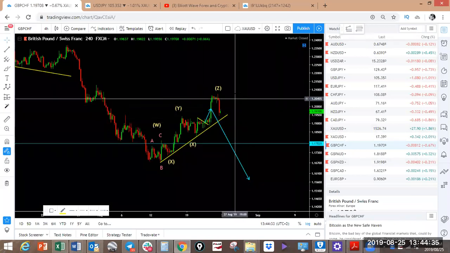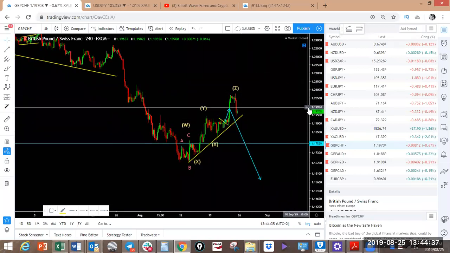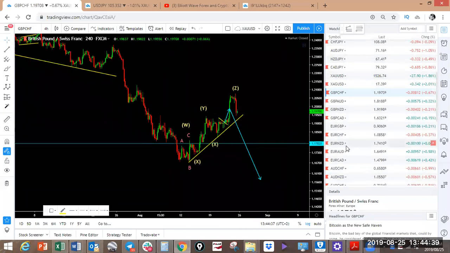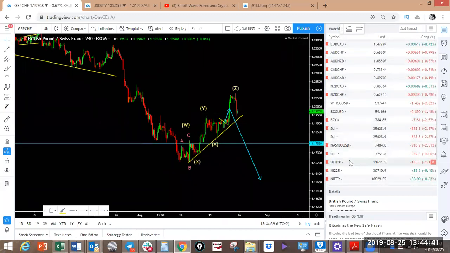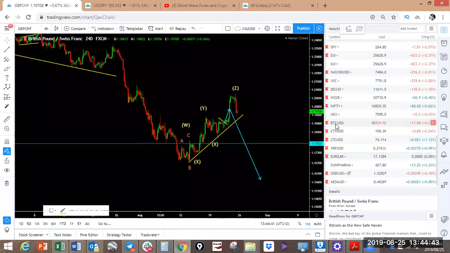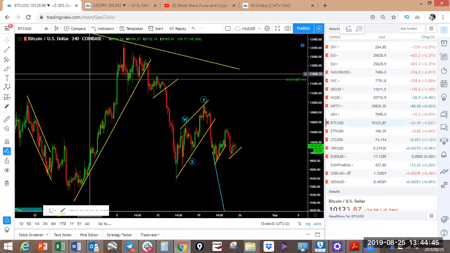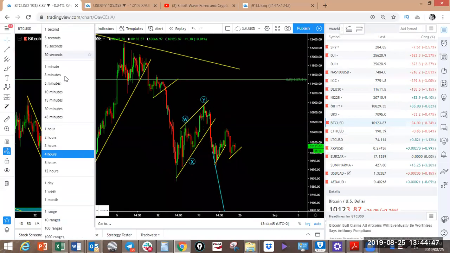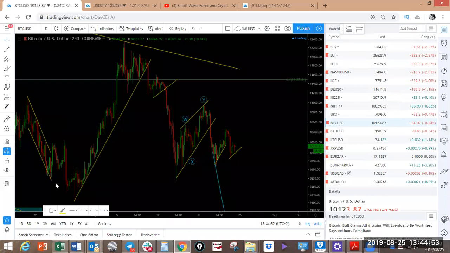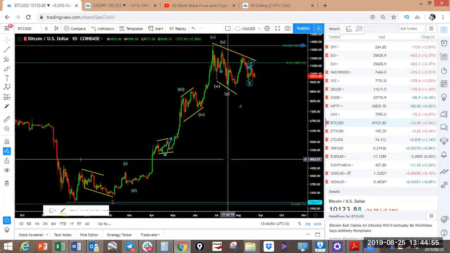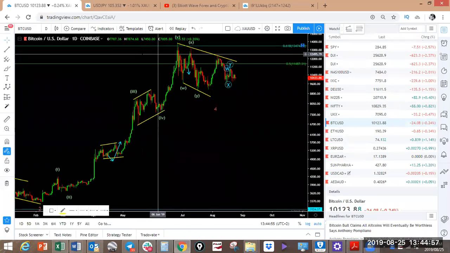All right, so let's get started with today's market analysis. We'll start with the cryptocurrencies. Let's start with Bitcoin. Now, I'm going to show you what I showed you last week on Euro US dollar. The same structure that I'm looking at on Bitcoin has happened a couple of times on the Euro pair.